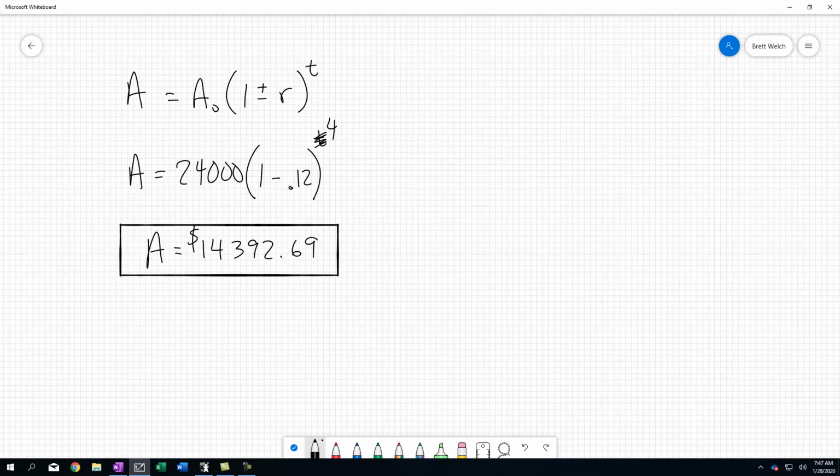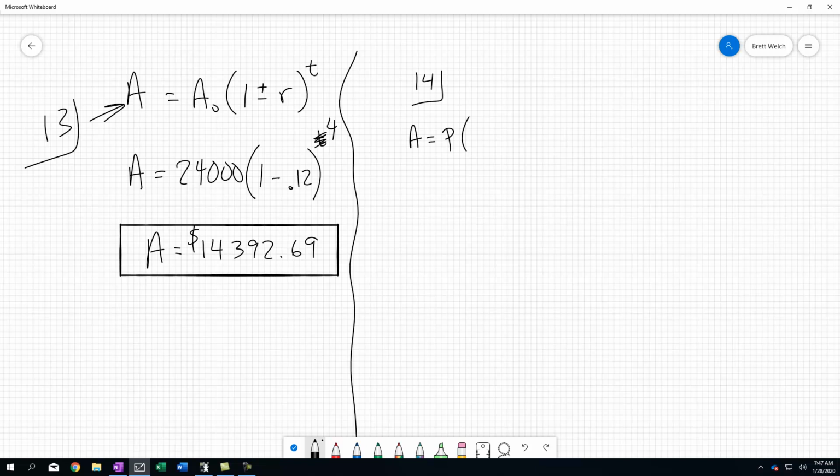That was question number 13. 13 is going to be built around this formula here. Now 14 and then our bonus gives us a choice, okay? On 14, it could be A equals P times (1 plus r over n) raised to the nt, or it could be A equals P e to the rt. Depends on the word continuous. If you see the phrase compounded continuously, that tells you to use this equation. If it's weekly, monthly, daily, anything like that, it's over here.